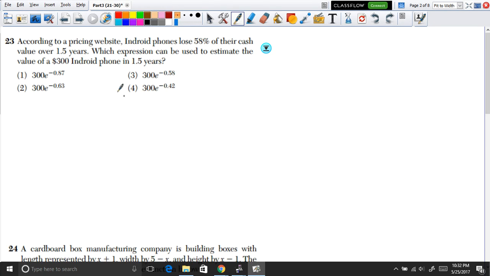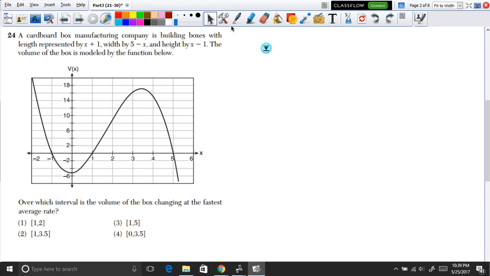Now, if we continue here, we're going to see the following. So now here in example 24, let's see what exactly they are asking us here. It says a cardboard box manufacturing company is building boxes with length x plus 1, width of 5 minus x, and height x minus 1. The volume of the box is modeled by the function below. So this function models the volume.